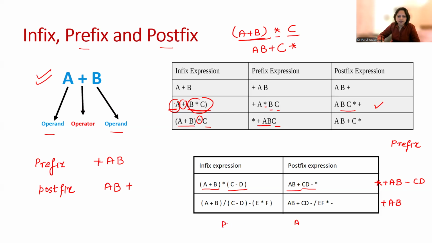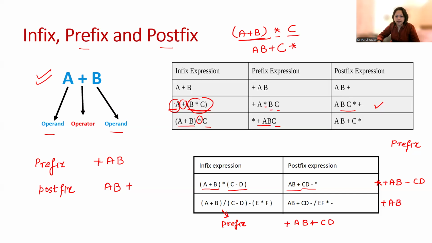I'm writing the prefix version for this expression. So this will be A plus B. So it will be A, B plus. Next is C minus D. So you will write here C, D. Oh, I have written here postfix. So this will be A, B plus, and this is C minus D.